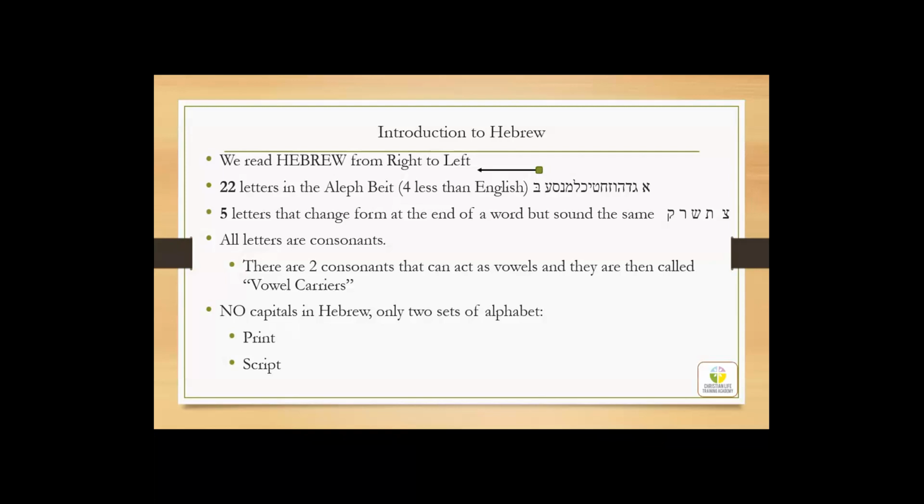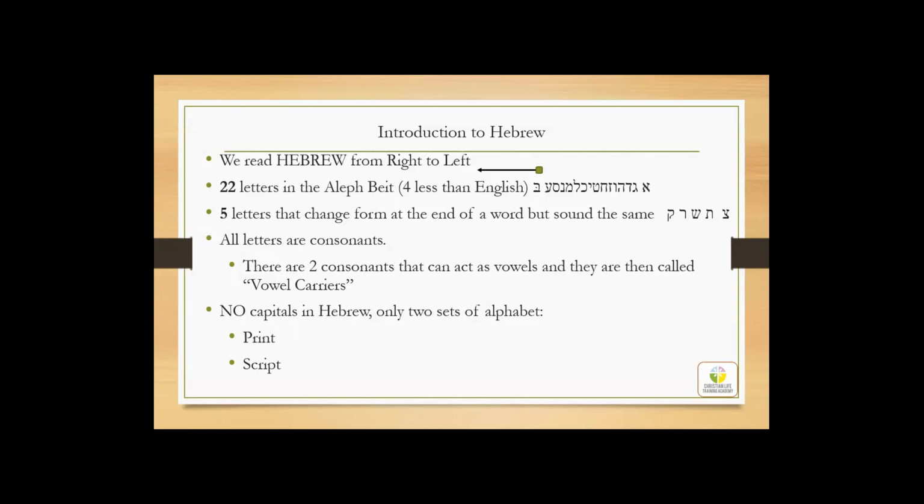There are 2 consonants in the 22 letters that can act as vowels. Actually, it's 3, but 3 that can act as vowels, and then they are called vowel carriers. So the consonant of the alphabet can, at times, change into a vowel carrier.